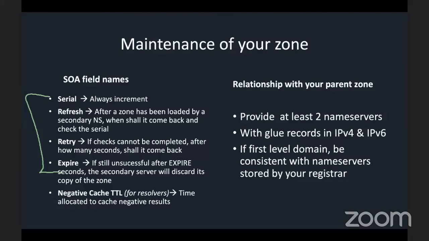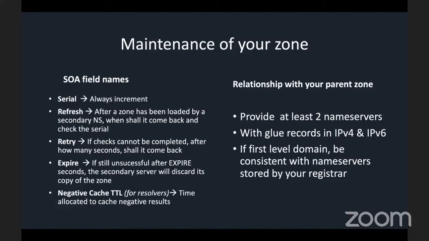So if you are not able to query the name servers, if you have maybe a network issue, you cannot contact it, you have a time that you can use to know exactly at which frequency you have to come back. This is the retry. Now you have the expire. The expire means that if after several attempts you cannot contact the server, then you have to discard the copy of your zone. If it's still unsuccessful after this period of time, then you have to discard the copy of your zone.